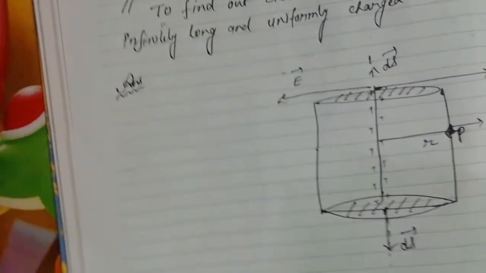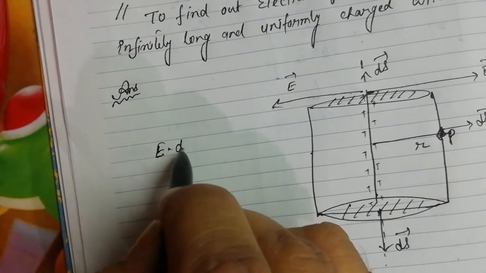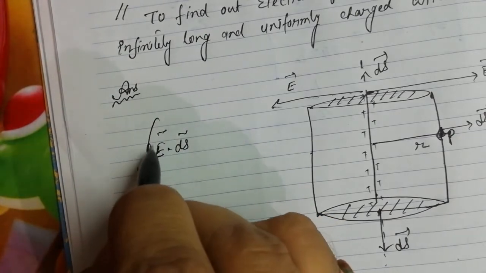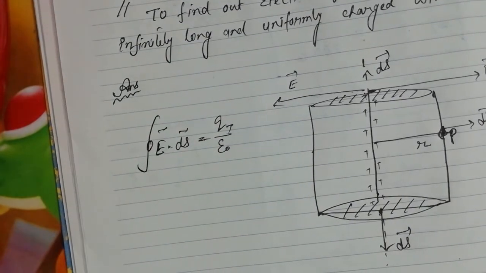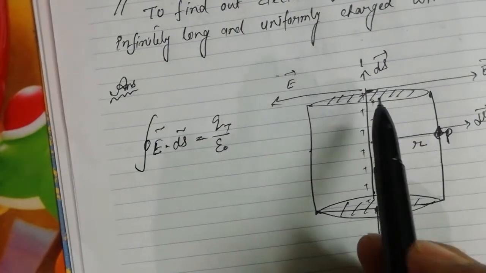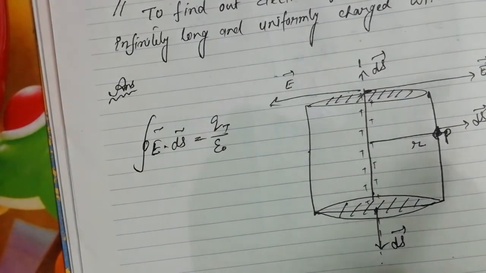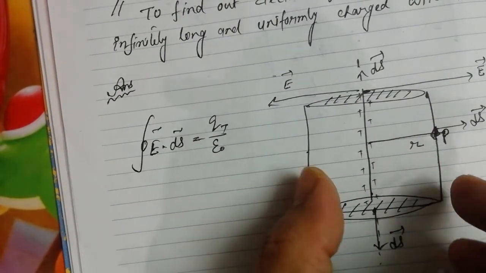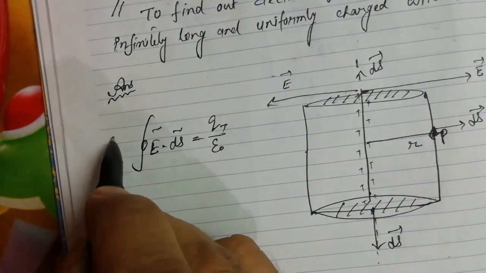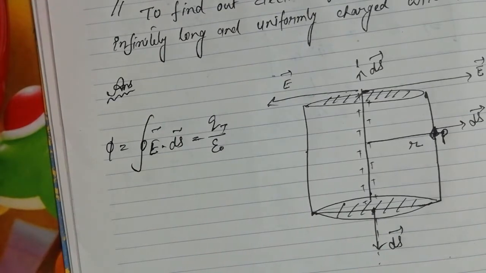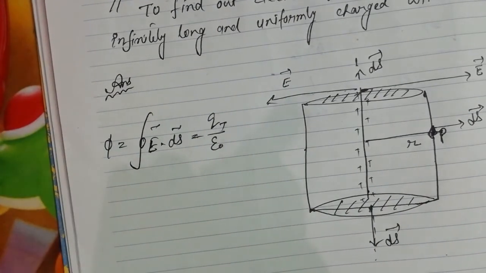So according to Gauss's theorem, the integral of E dot ds is equal to the total charge divided by epsilon naught, right? So now, what is the number of electric field lines coming out from this entire cylindrical body? That is nothing but Gauss's theorem. So we need to find out the electrostatic field, so we are going to use this part only, right?